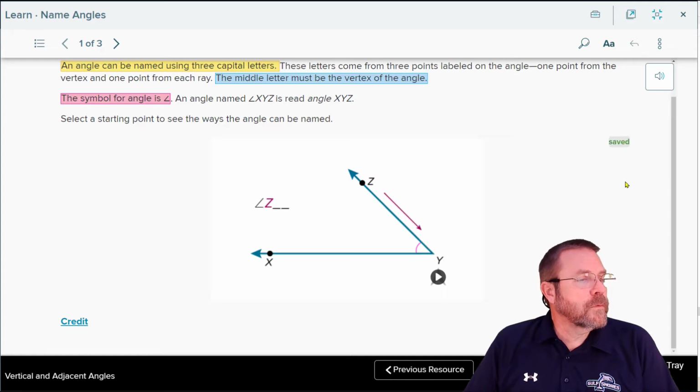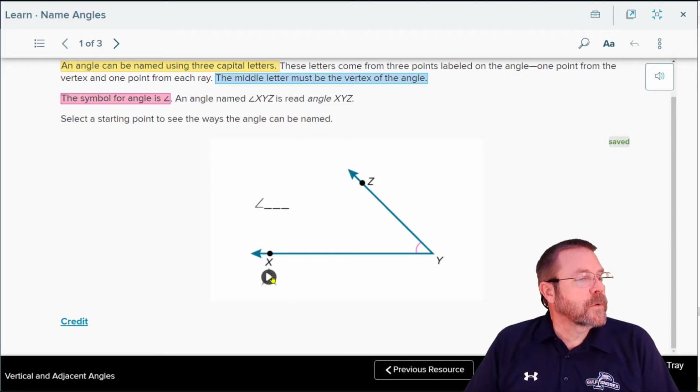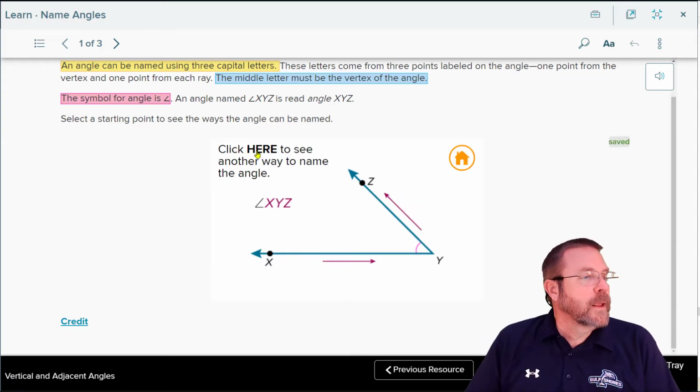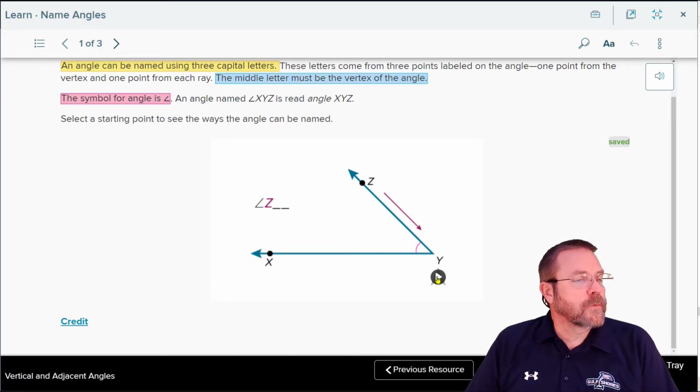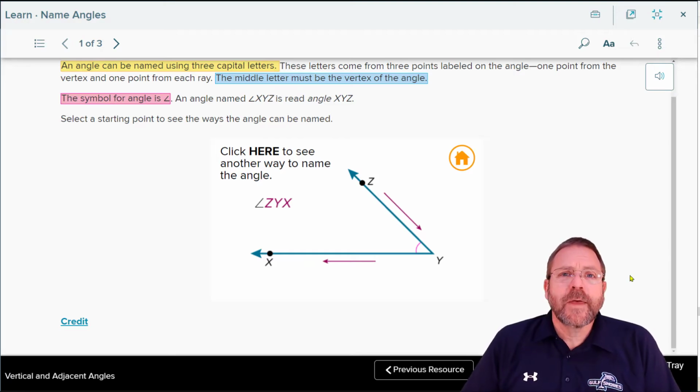So what does this say right here? Well, let's see here. They're showing where you start with a Z. After the Z, you move to the Y, and after the Y, you label the X down there. Click here to see another way to name the same angle. So we're going to start with the X on this one. Then we're going to hit the Y after that, and after the Y, we get to the Z. And let's go back to the beginning, Z, Y, X, but you could also just name it angle Y, based off the name of the vertex, that point that's in the vertex.